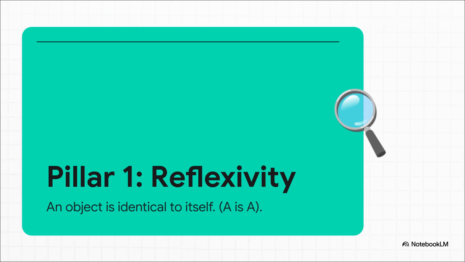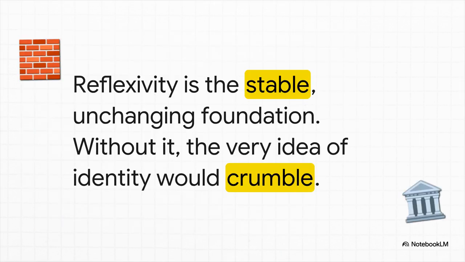First up, we have Pillar 1, reflexivity. Now, this is the simplest rule, and it might even sound a little silly, but it is the absolute bedrock. It just says that anything is identical to itself. A always equals A. This laptop is this laptop. It sounds obvious, I know, but without this stable foundation, the whole concept of identity just falls apart. So yeah, reflexivity gives us that solid ground we need to stand on. It's the simple, stable anchor point. Without it, you couldn't even say an object has a consistent identity from one moment to the next. It might be the simplest of the three pillars, but it's the one everything else is built on.